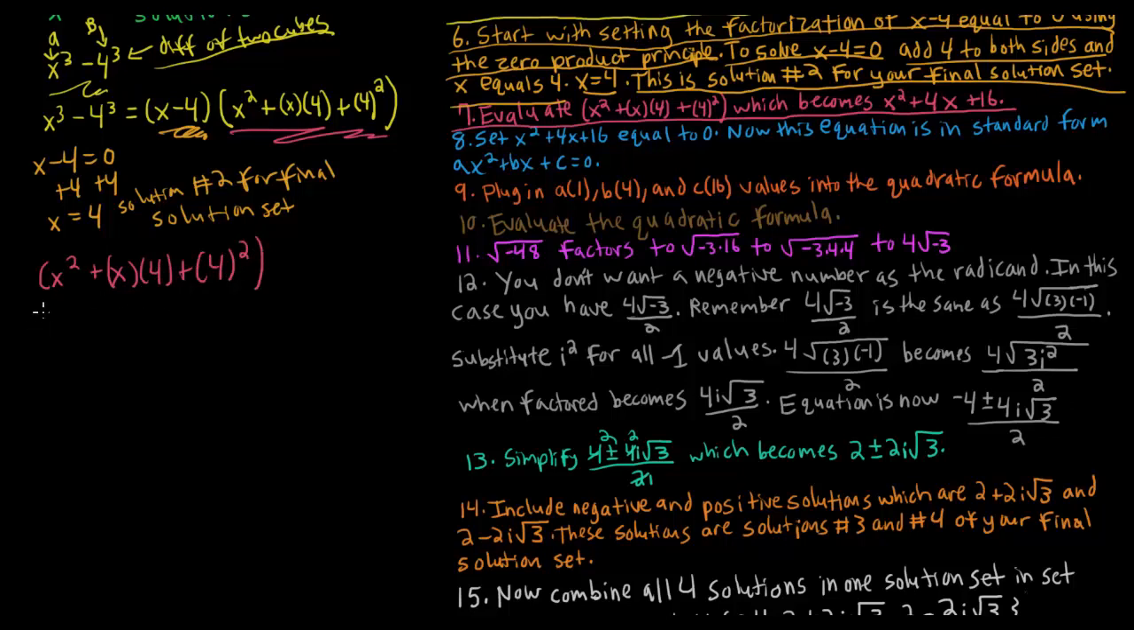So x squared is just x squared. X times 4 is just plus 4x. 4 squared is 16, so plus 16. And now we have a trinomial.